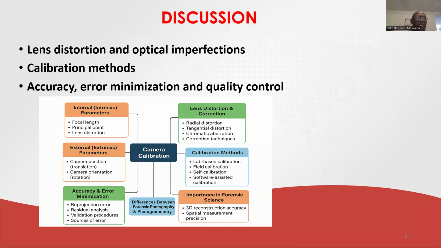Focal length, focal point, lens distortion, camera positioning, camera orientation or rotation, projection error, residual analysis, validation, procedural sources of error, radial distortion, tangential distortion, chromatic distortion, correction techniques, lab-based calibration, field calibration, self-calibration, whereby you can just set your camera according to your needs as a photographer, software-assisted calibration, and importance in forensic scenes and differences.